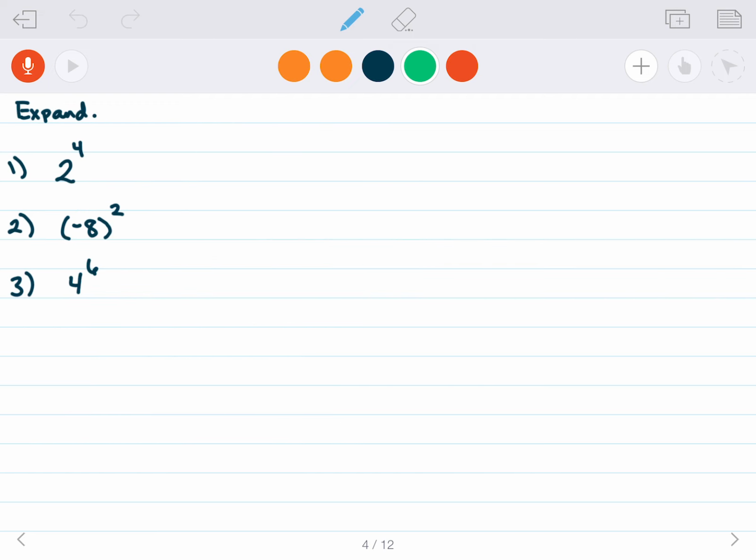Okay, let's go ahead and do it the other way and expand these. So 2 to the 4th power, our base is going to be 2, and our exponent is going to be 4. So this is telling me to multiply 2 by itself 4 times. So this is going to be 2 times 2 times 2 times 2. Okay? And we can evaluate this if we want to, but for now we'll just leave it.